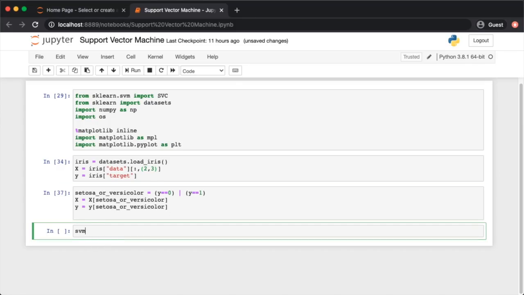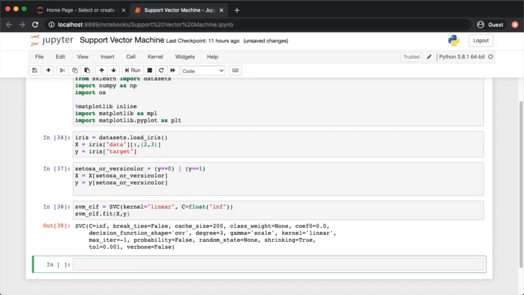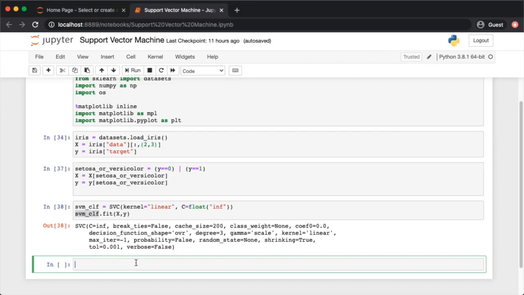Okay, now let's define an SVM classifier using the SVC. I'll specify a kernel that is linear, and we'll specify the C hyperparameter, which we'll be seeing in just a while from now when we talk about the soft margin. But for the hard margin, we set it to infinity. Okay, so let's fit y versus x, and there you go. We have our SVM ready in the svm_clf.